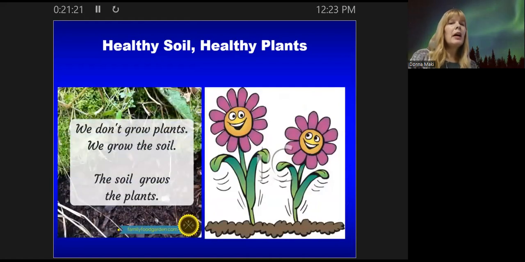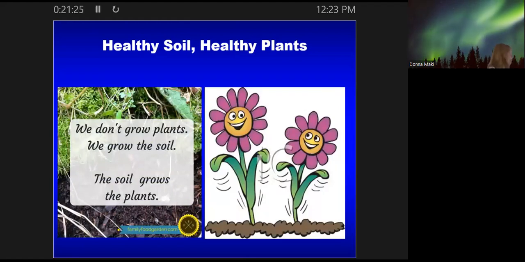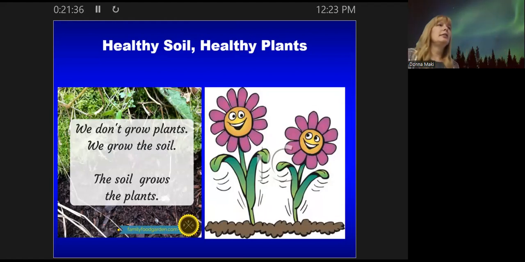So I like this quote a company uses: we don't grow plants, we grow the soil. The soil grows the plant. And I think if you approach growing plants with that mindset, you're going to end up in a much better situation, with a plant that is thriving and giving you what you want from it.